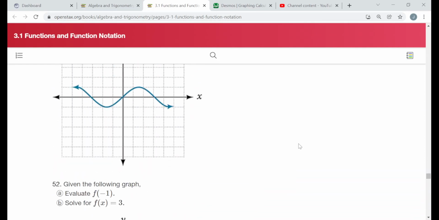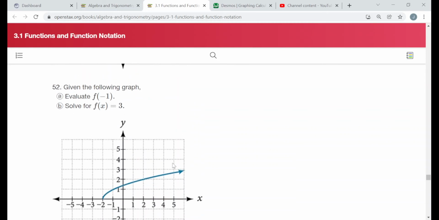So given the following graph, this little arch going up forever with the little arrow, evaluate f of negative 1. Remember that input is negative 1. From the look of this, when the x coordinate is negative 1, the output, the y coordinate, looks like positive 1. So f of negative 1 is positive 1. And I'll write all this out in a second.